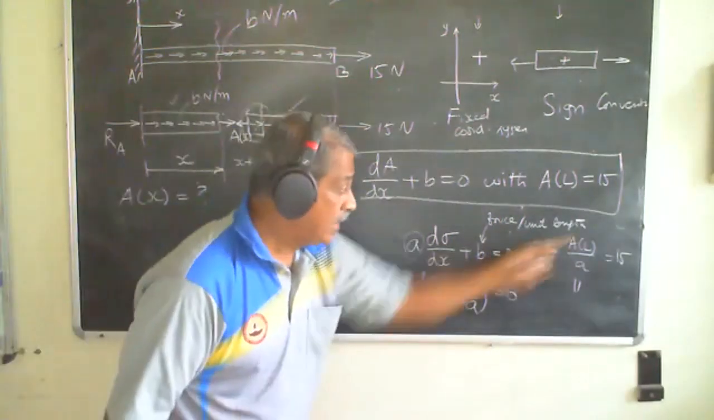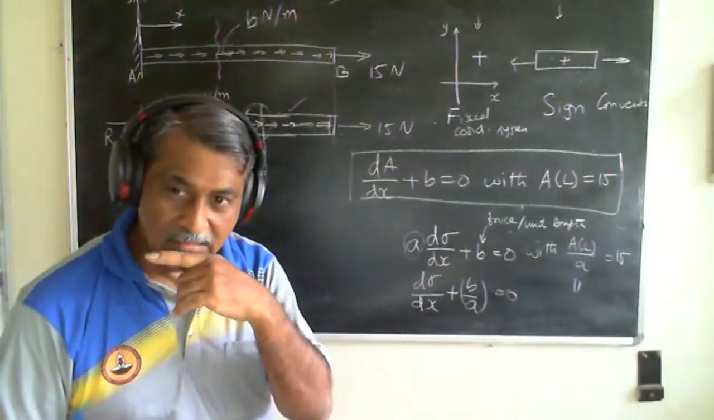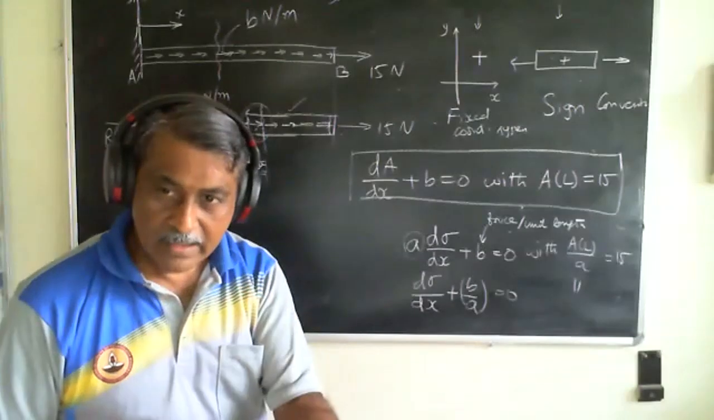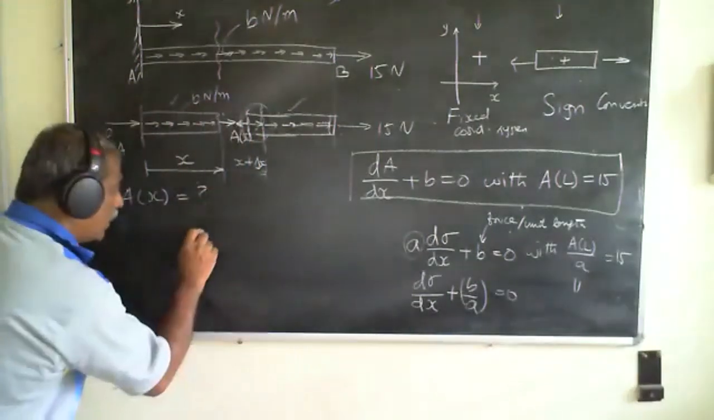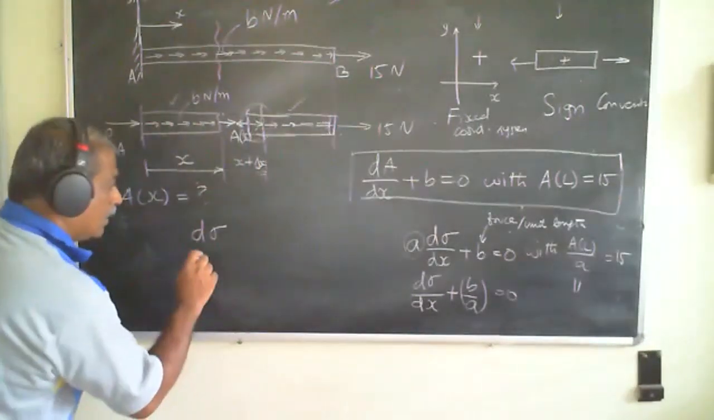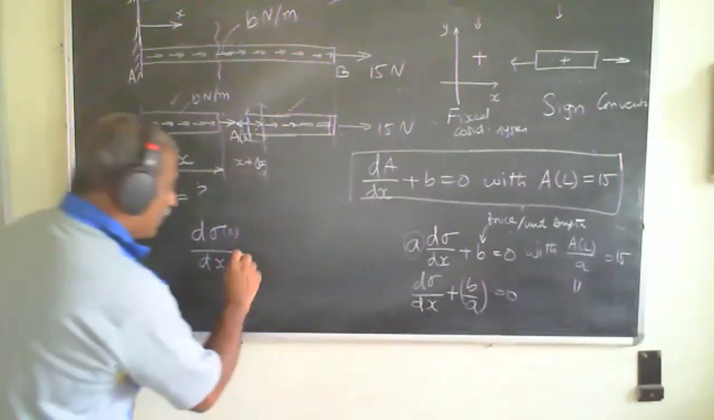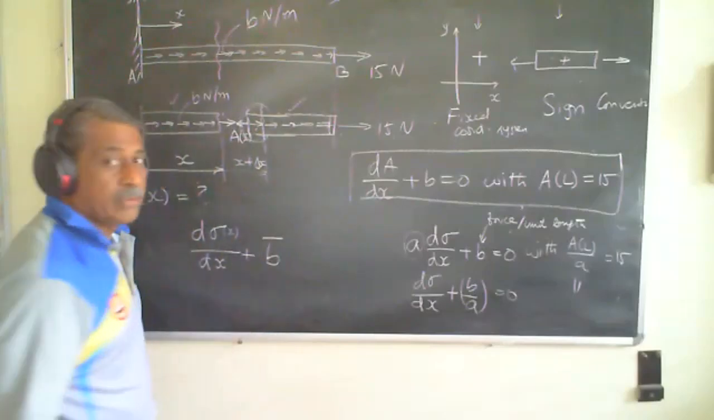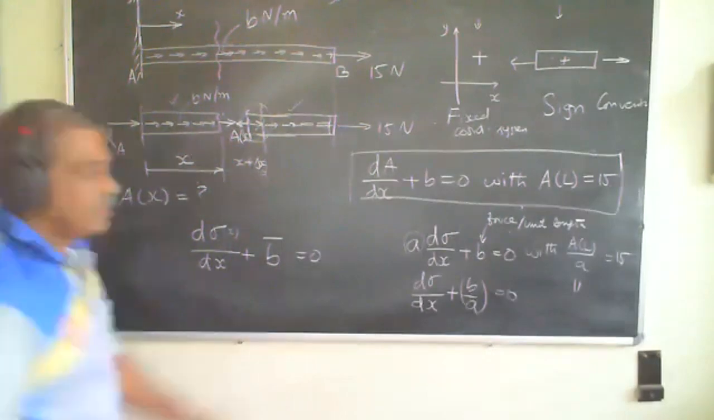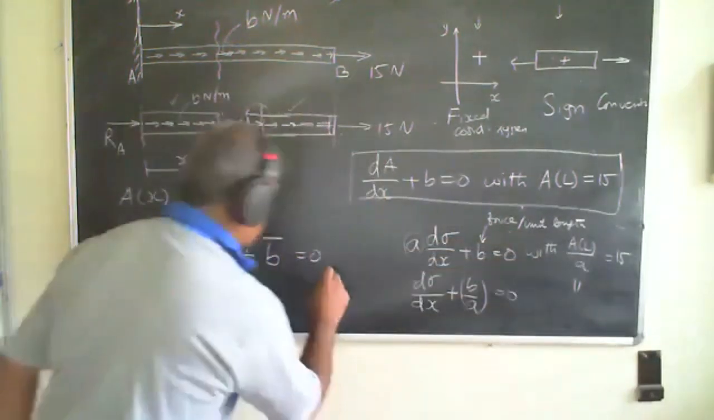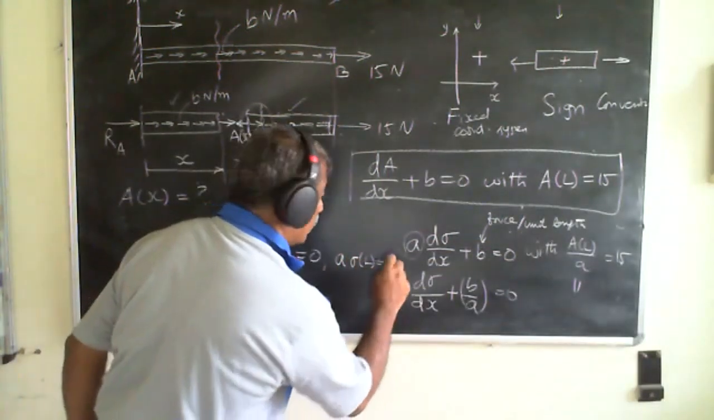Now, I already have unit length over here, and this is area. Length times area, I'll get it to be volume. And therefore, now I can write it to be d sigma by dx, this is actually along the x direction, plus I'm going to use a different notation over here. Let's say b bar is equal to 0, right? With whatever I can write over here, that is a times sigma at L is equal to 15.